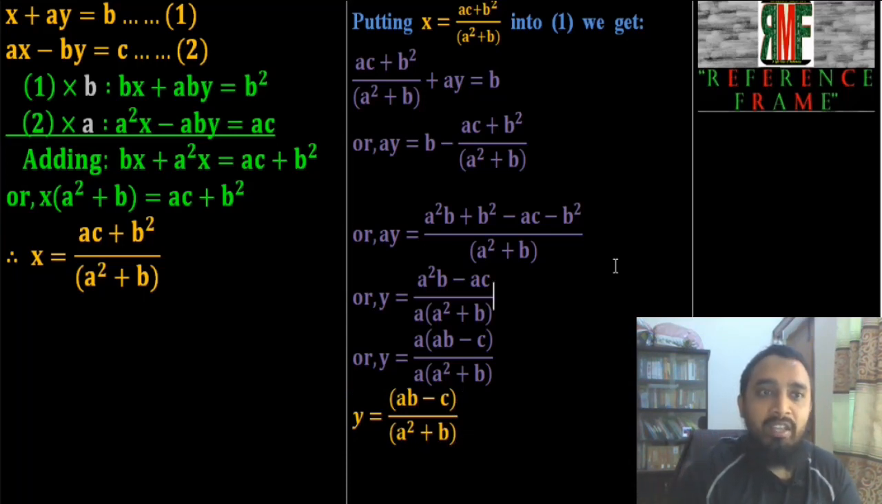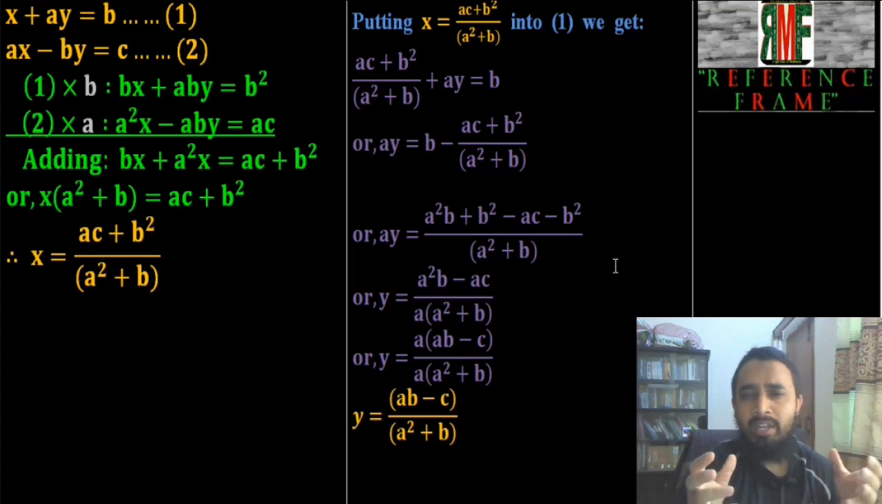So by solving the two simple simultaneous equations, we got the result x is equals to ac plus b square by a square plus b, and y is equals to ab minus c by a square plus b. So I hope you guys understand this one. I've solved the most critical or most difficult problem from your textbook. This may be problem number 20 as far as I can recall. I'm not sure, so you just have to cross check with the textbook.